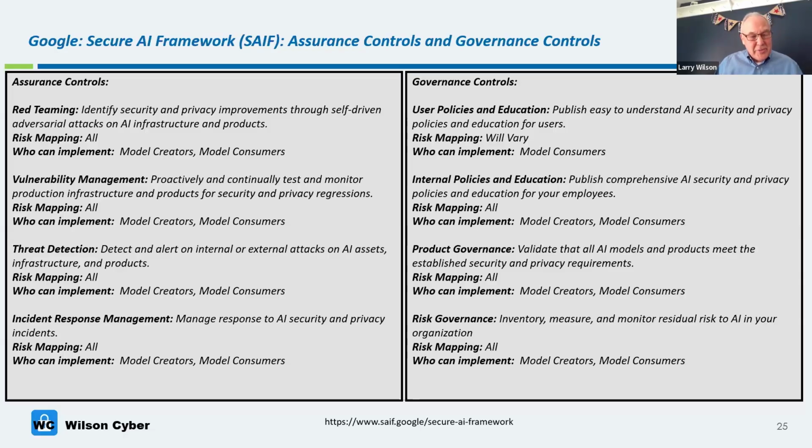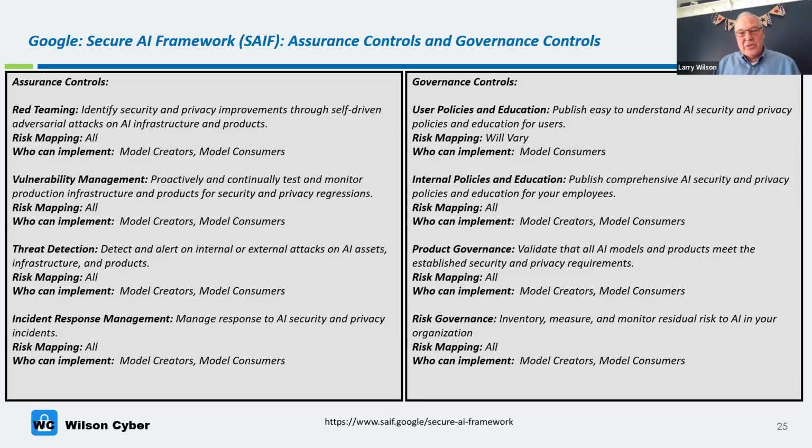Risk mapping, all the risks. Just like red teaming is all the risks, vulnerability management, all the risks, creators, consumers, threat detection, all the risks, creators, consumers. We want to look at vulnerabilities and threats, both in development and in deployment. Same with incident response, managed response to AI security and privacy, all the risks. So this kind of gives you an idea that we're going to be doing an awful lot to make sure that these models are secure if we're going to be following the Google Secure AI framework.